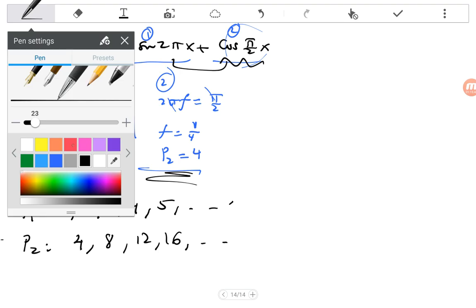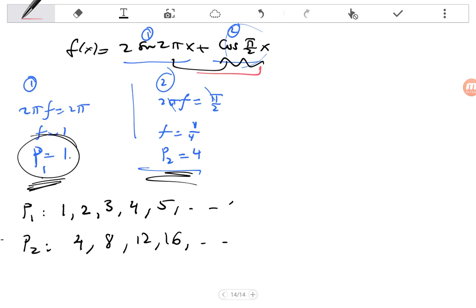So what is the minimum interval for which the sum as a whole repeats itself? It is the least common multiple, LCM. This repeats itself every 1. This repeats itself every 4. But as a whole, I just need to find when that whole would repeat itself. It repeats at the LCM.